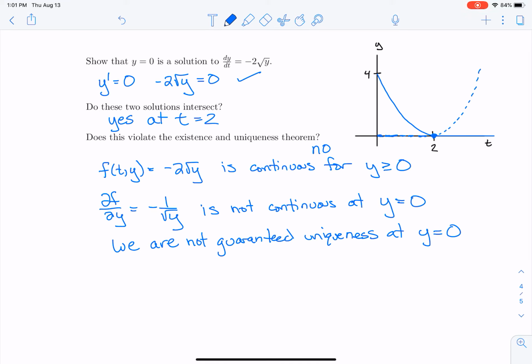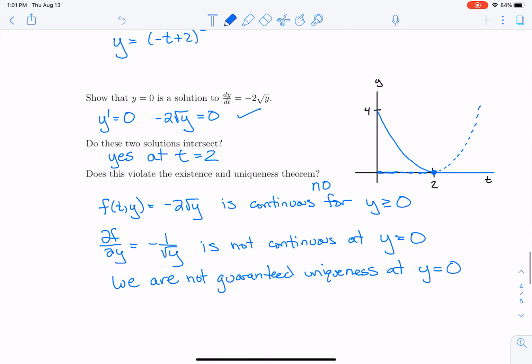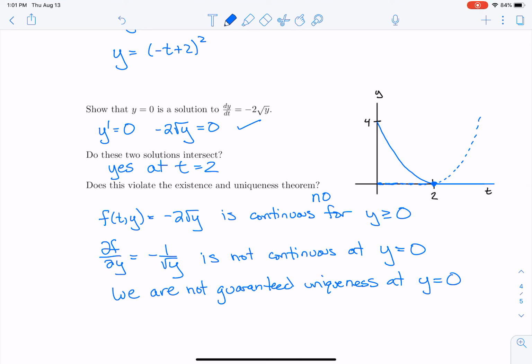In fact, I like to think about the physical solution to this problem as being a combination of these two different solutions. We have that parabola, y equals (negative t plus 2) squared, that describes the water as it's draining from the tank. It's the height of the water as it's draining from the tank. But at t equals 2, that cylindrical tank is empty. And then the solution y equals 0 takes over, because there's no longer any water in the tank, and there will not be any water in the tank for all time after time t equals 2. And so really the part of the parabola before t equals 2 and then y equals 0 after t equals 2 form the true physical solution here.